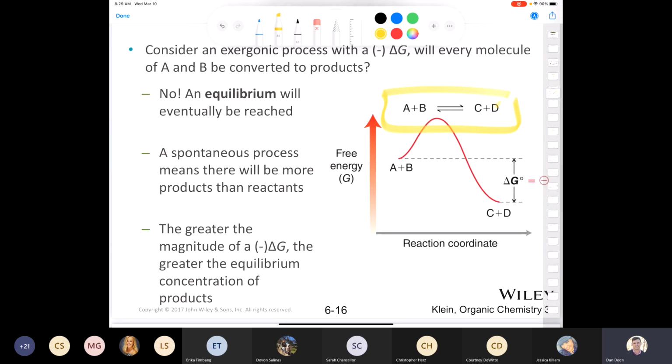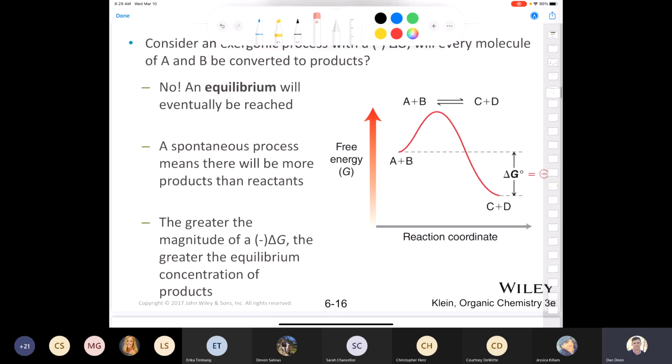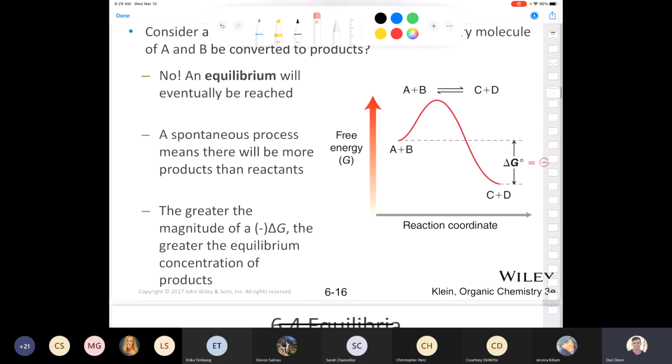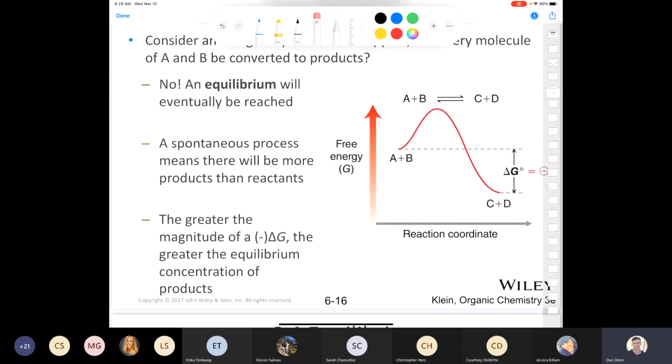You guys remember big K, the equilibrium constant? Well, in a spontaneous process, in an exergonic reaction, we're going to have more products than reactants, but it doesn't necessarily mean that every molecule is going to be converted into products. Now, why would that be? We're going to see that in a second, but you see that the greater the magnitude of that negative delta G, all that means is that you've got more products. The more negative the delta G is, the more favorable it's going to be in terms of the products that are being formed.